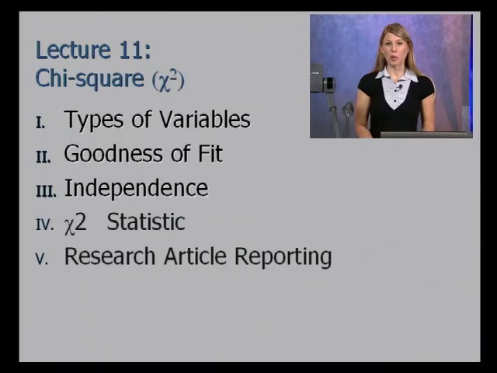Today we will be covering chi-square. This is lecture 11, and there are a couple different types of chi-square that we will talk about. We'll first talk about the type of variable that we use a chi-square test for, and then we'll talk about the different tests of chi-square, the goodness of fit test and independence test. Then I'll do a review of the chi-square statistic. You'll be familiar with it by the end, and we'll look at how articles report the chi-square statistic, what it means when they're reporting the statistic.